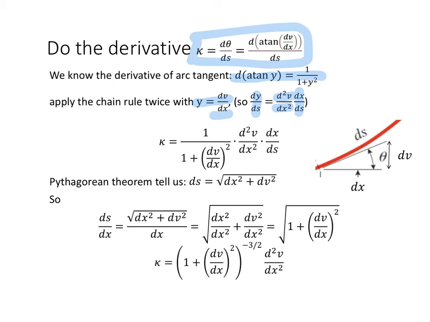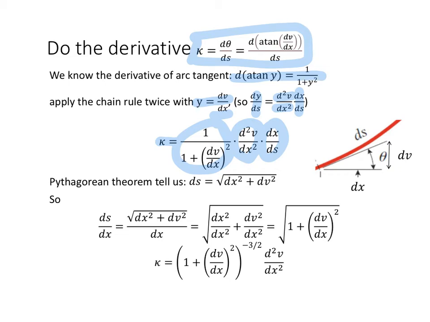So that's the chain rule to get dy/dx. Now we apply the chain rule twice to get kappa equals, here's our derivative of arctangent, here's our derivative of dv/dx, and there's the derivative of the x inside with respect to s. So that's our chain rule twice, and we end up with that whole expression.